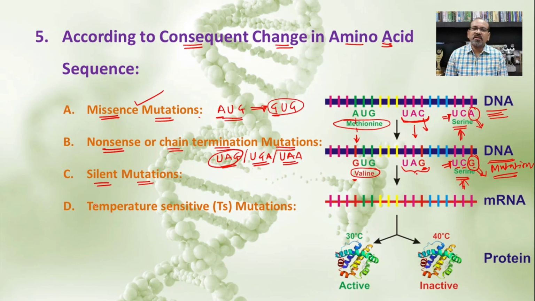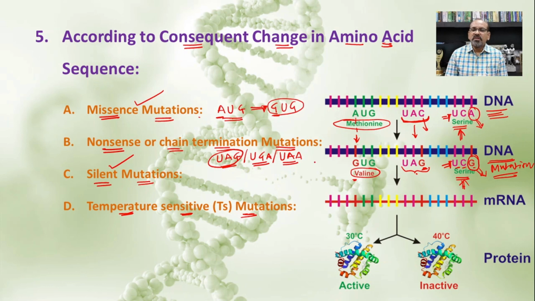So even after the mutation, there is no change in the meaning of the codon. Such mutations, which are carried out but do not affect the reading frame of the genes or the codons, are known as silent mutations. And the last one is the temperature sensitive mutations.